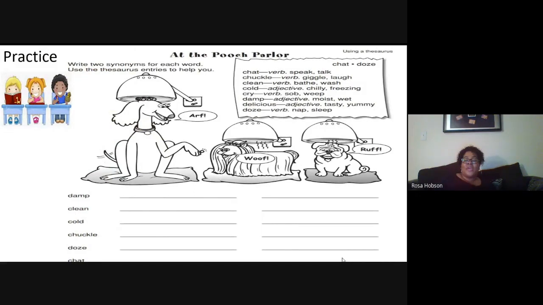And you see the word chat is a verb. It means to speak or talk. And I'm sorry, here are the guide words at the top of the page, okay? First word is chat. There you see chat here. Last word is doze, and doze is here. And everything else falls in between. The word chuckle is a verb, means to giggle, laugh. Clean is a verb, it means to bathe, wash. Cold is an adjective, it means chilly or freezing.